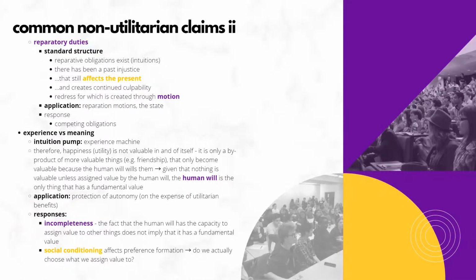The important result of this claim is that given that nothing is valuable unless the human will assigns it value, then it can never make sense to trade off the capacity to actually have that will, to exercise the ability to give things value and form preferences, in order to gain utility, because you're trading off something that is more fundamentally valuable. And this might be, for example, one reason why you might not want to be plugged into the experience machine. Applications of this include protections of people's autonomy, especially their mental autonomy, their ability to form preferences, even if that's at the expense of losing utilitarian benefits.